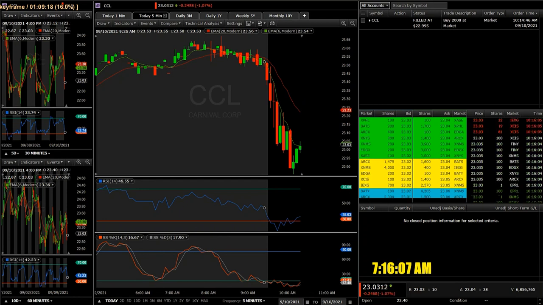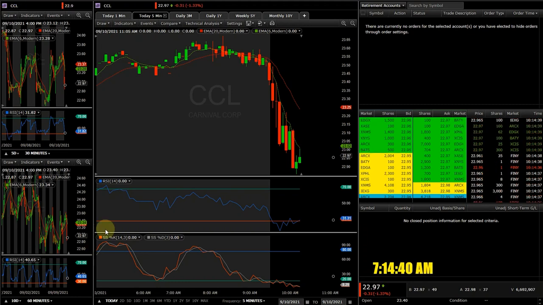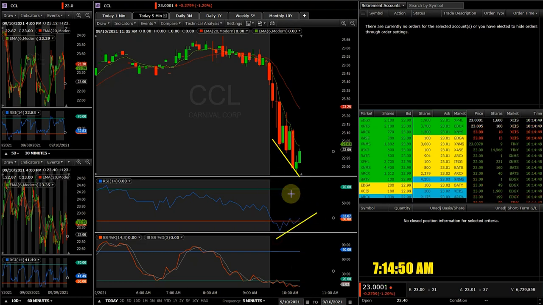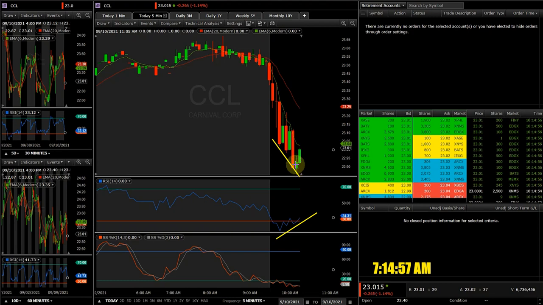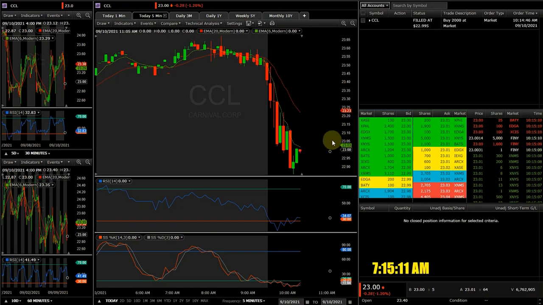So I decided to jump in CCL right here instead of CI. The reason why I decided to jump in is because of this. Let me draw this right here. The stock is falling, but RSI is increasing. This is known as RSI convergence divergence. So I'm thinking at that time, okay, this is creating a higher high and higher low. Maybe this is the reversal. So I decided to jump in.